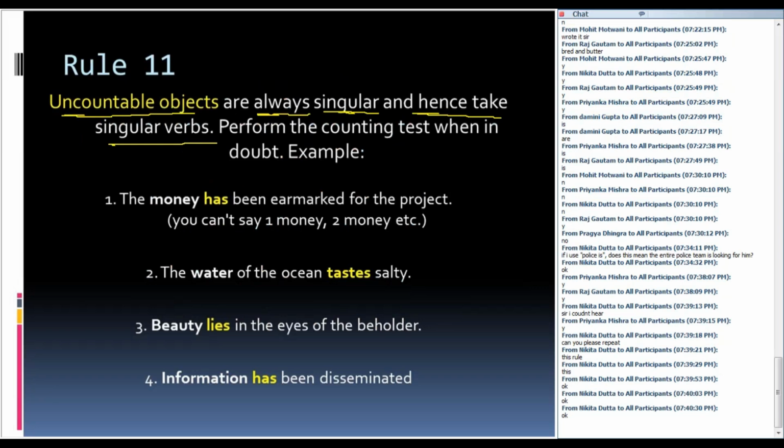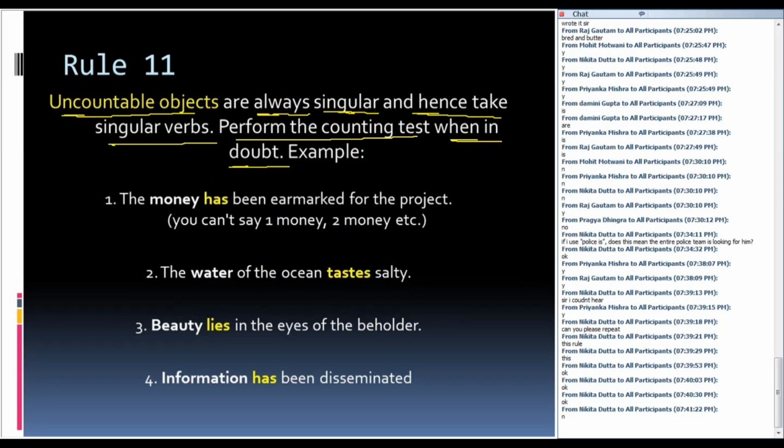If you are in doubt whether something is countable or uncountable, then you can perform the counting test whenever you are in doubt. To perform the counting test means simply start counting it. Many people think that money is countable, but that is not true. Money is uncountable. Because if I ask you to count money, can you say 1 money, 2 money, 3 money, 4 money, 5 money? No. Can you say 1 water, 2 water, 3 water, 4 water? No. So if you cannot say 1, 2, 3, 4 with any object, that means that object is not countable.